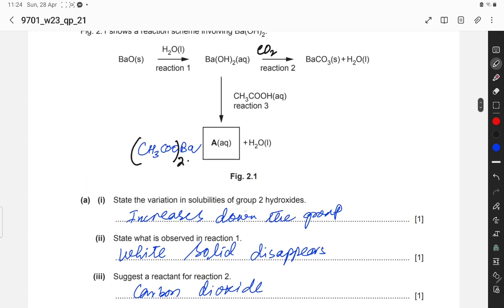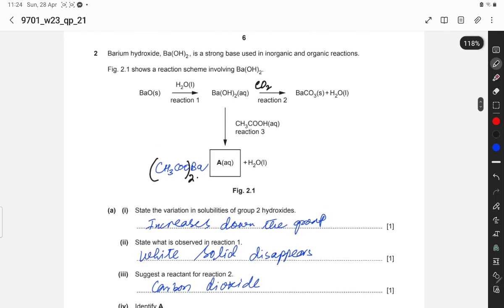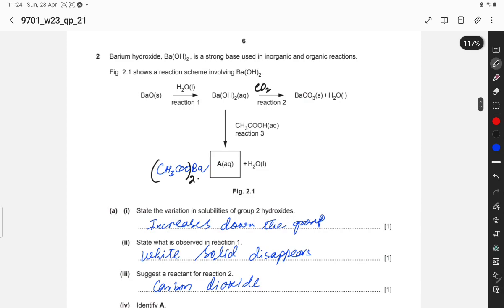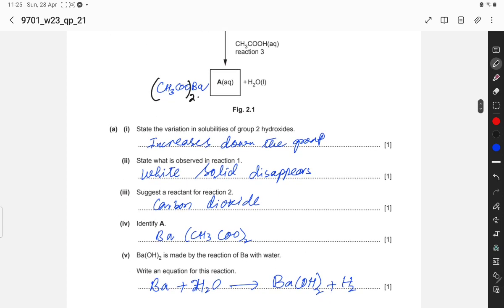State the variation in solubility of group 2 hydroxides. Group 2 hydroxides become more soluble down the group, so solubility increases down the group. What is observed in reaction 1? In reaction 1, the white solid disappears and an alkaline solution is formed.